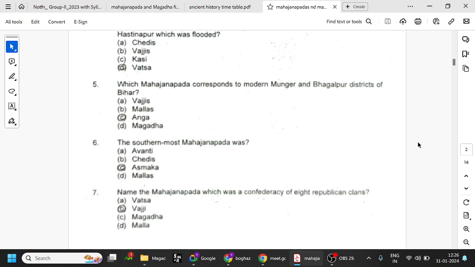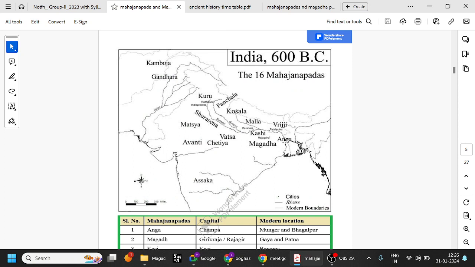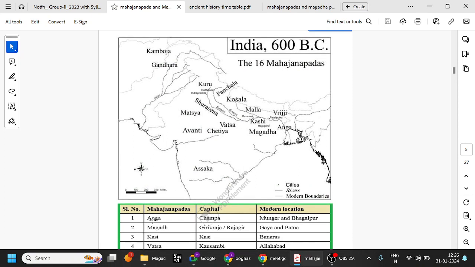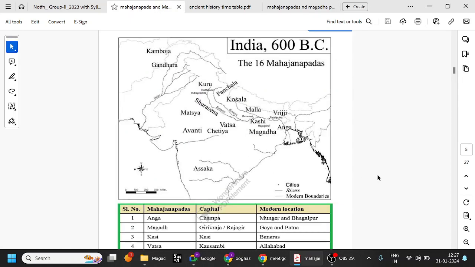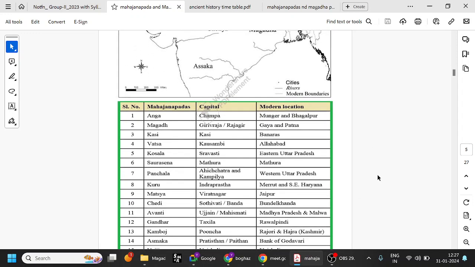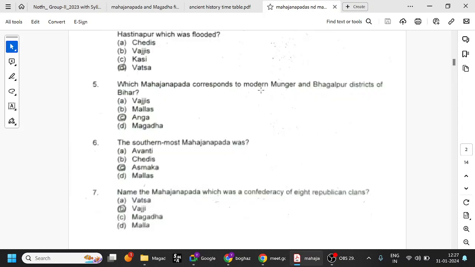Which Mahajanapada corresponds to modern Munger and Bhagalpur? Anga. Anga is here, extreme east. Mahajanapada Anga, capital is Champa, modern location is Munger and Bhagalpur. Very important. They are mostly in probably West Bengal, maybe this region. Champa is the capital. The southernmost Mahajanapada was Asmaka, as we've seen already. Asmaka's capital is Pratishthan or Paithan, which is in Maharashtra, on the bank of the Godavari. So southernmost is Asmaka.